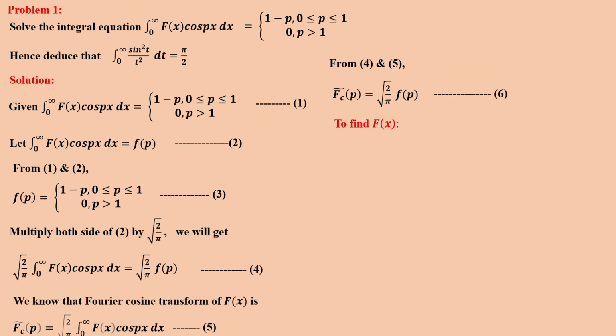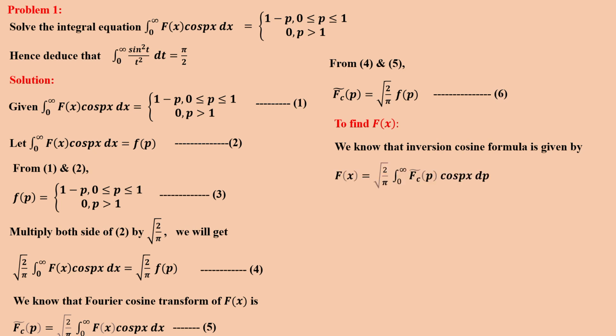Now to find capital F of x, we have to use the inverse Fourier cos transformation. We know the inversion cosine formula is given by capital F of x equal to root 2 divided by pi integral 0 to infinity F bar c of p cos px dp. That is equation number 7.